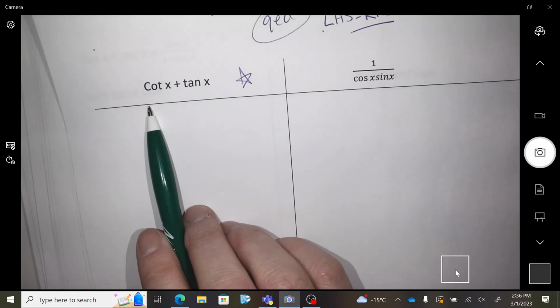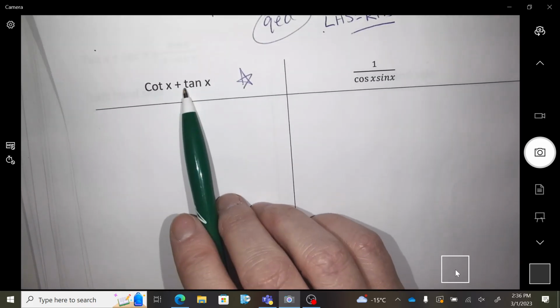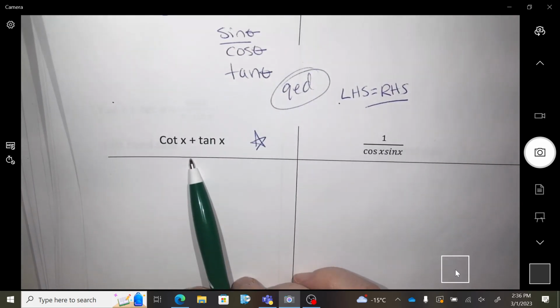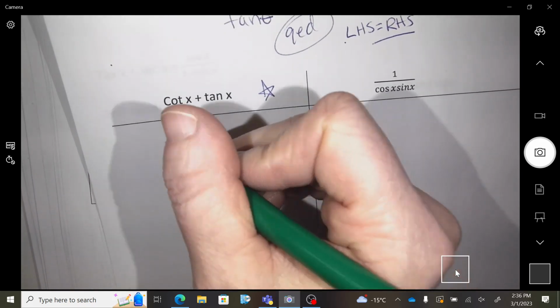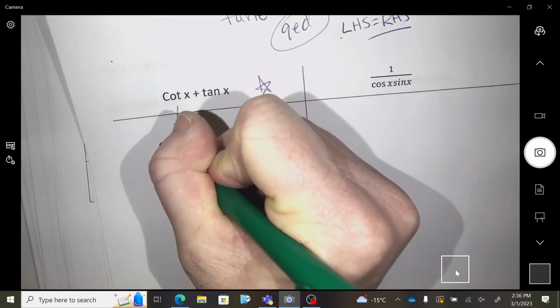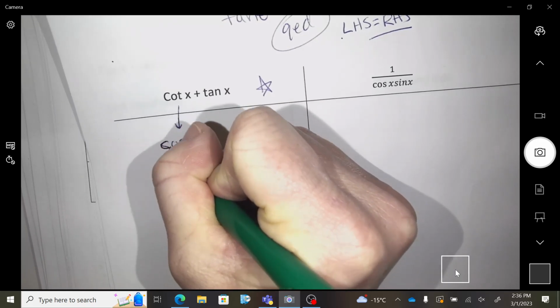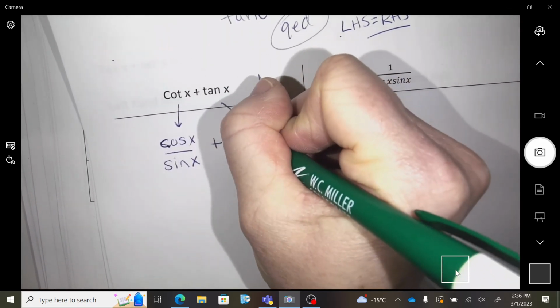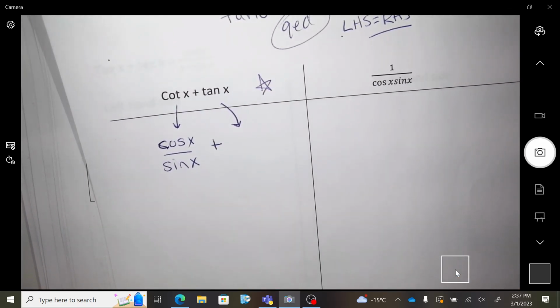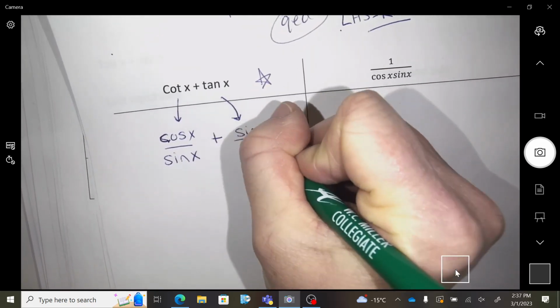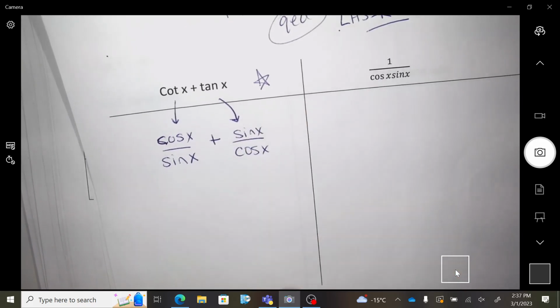Cotangent. Please remember that this time I have an x variable. Last time you saw me doing a theta. Now I'm going to be using an x as my variable. So cotangent, we're replacing with cos x over sin x. What do you want to replace tangent with? Sin x over cosine x.